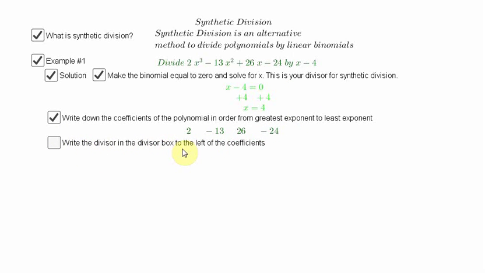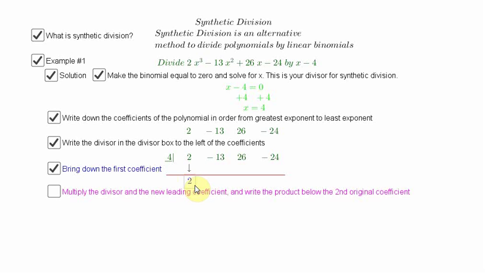Next, we write the divisor in the divisor box to the left of the coefficient. Remember, the divisor is x equals 4, so we write it down in this manner. And now, to begin synthetic division, we bring down the first coefficient. So we bring down the 2.